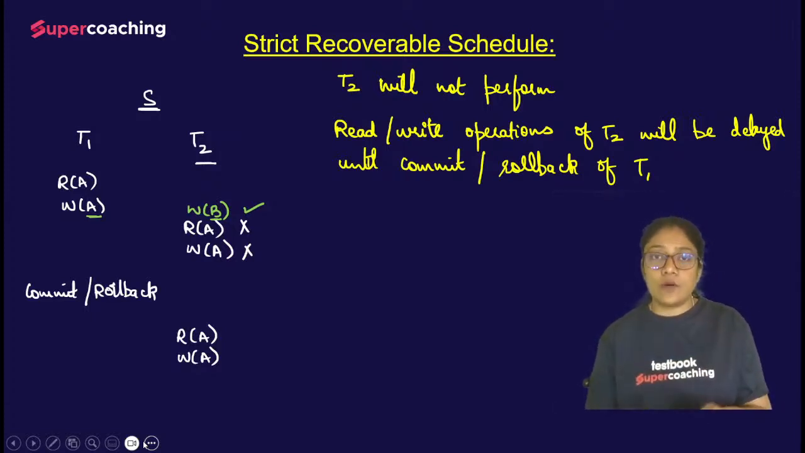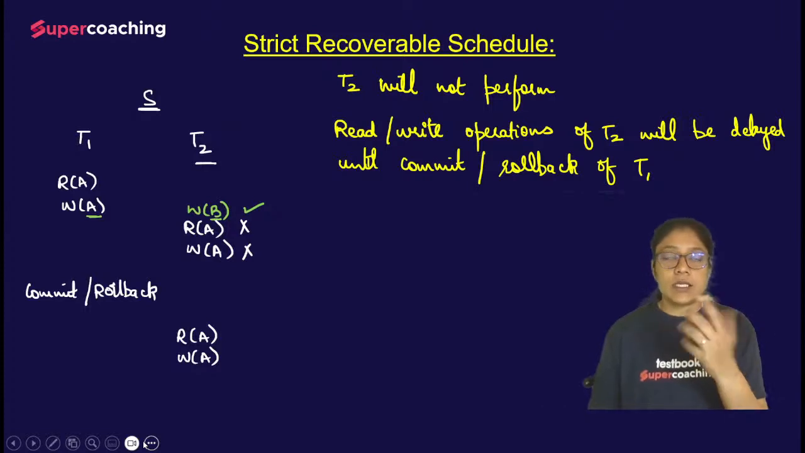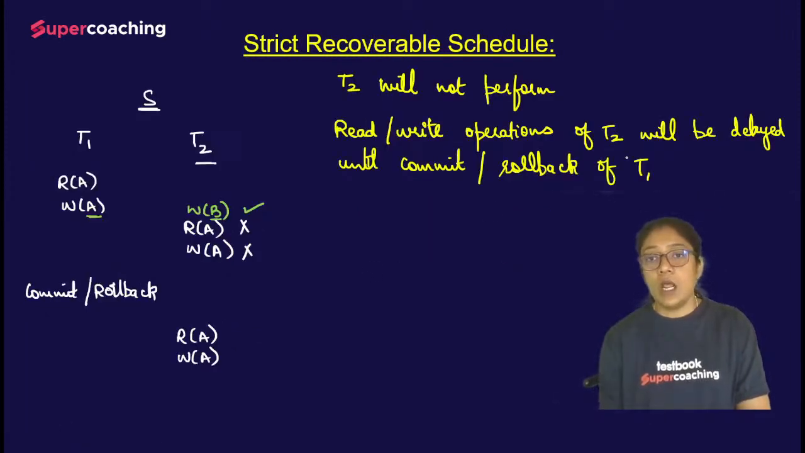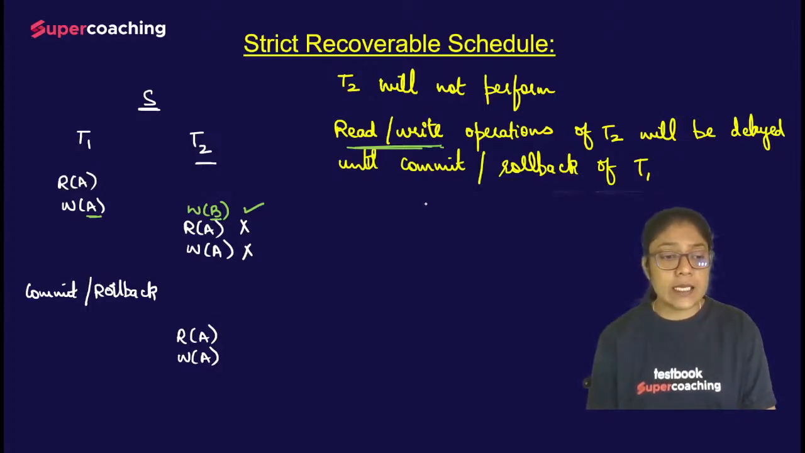And then we have cascadeless recoverable, in which the read operation on the same data item, obviously the data item should be the same, should be delayed until the commit or rollback. So here the condition is only on the read operation, whereas in strict recoverable, both read and write operations should not be performed until the transaction gets committed or rolled back. Make sense?